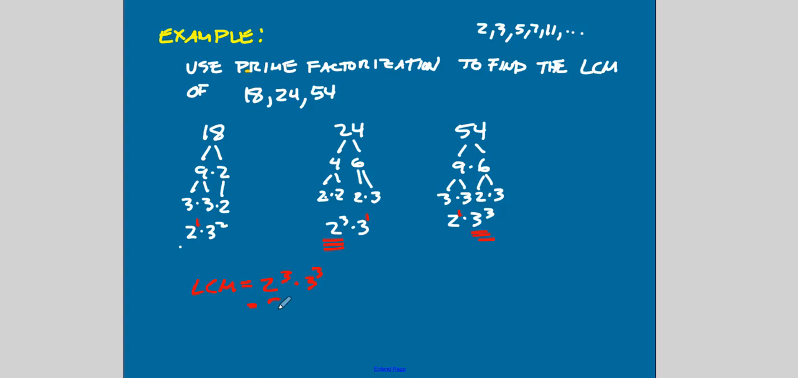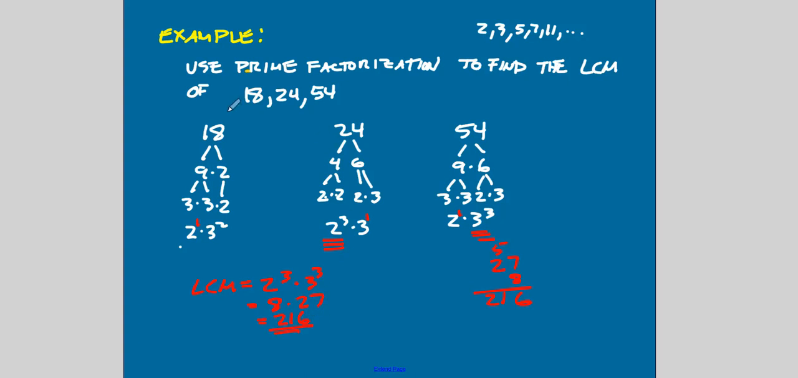2 to the third is 8. 3 to the third is 27. So the least common multiple of these numbers is whatever 27 times 8 is, which is 6, carry a 5. 2 times 8 is 16 plus 5 is 21. So the least common multiple is 216.